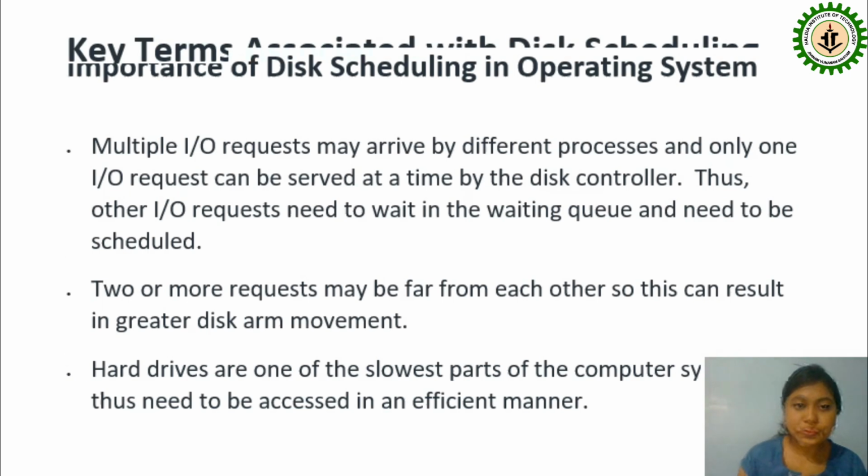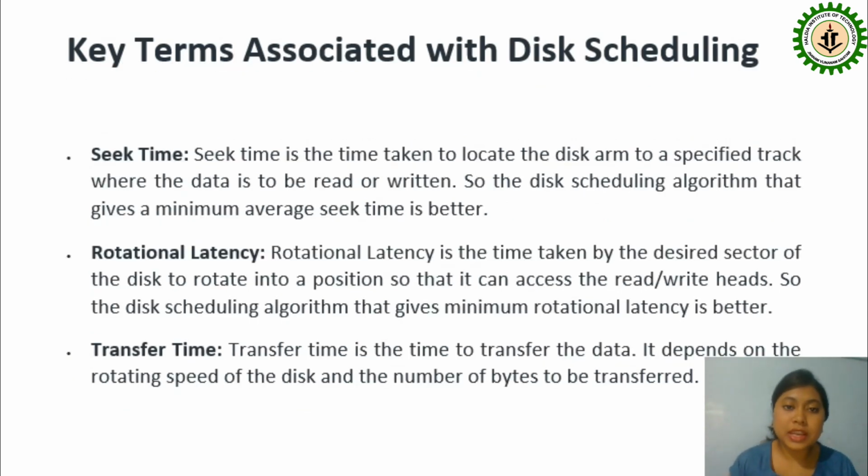Some of the key terms associated with disk scheduling are, first, seek time. It is the time taken to locate the disk arm to a specified track where the data is to be read or written. So the algorithm which gives minimum average seek time is better. Next is rotational latency. It is the time taken by the desired sector of the disk to rotate into a position so that it can access the read and write heads. So the disk scheduling algorithm that gives minimum rotational latency is better.